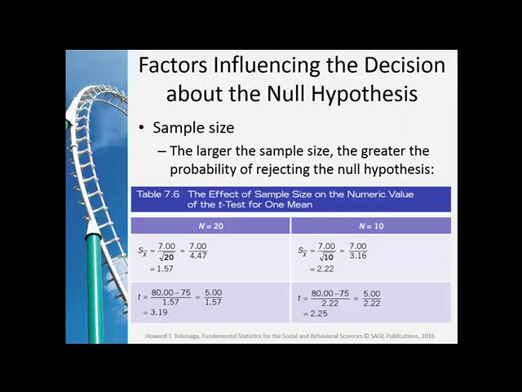The biggest thing about the t-distribution is sample size. The bigger our sample size, the greater the probability of rejecting the null hypothesis. So when we're dealing with these sorts of questions, we want a large sample size. Now that goes against the whole reason that the t-distribution was created.